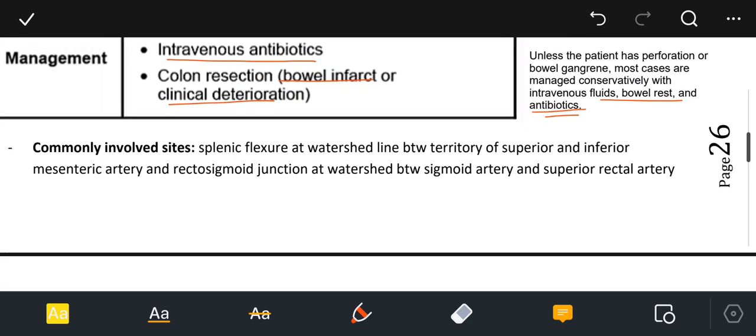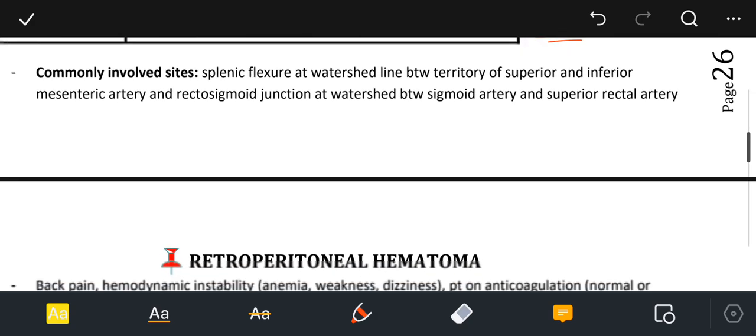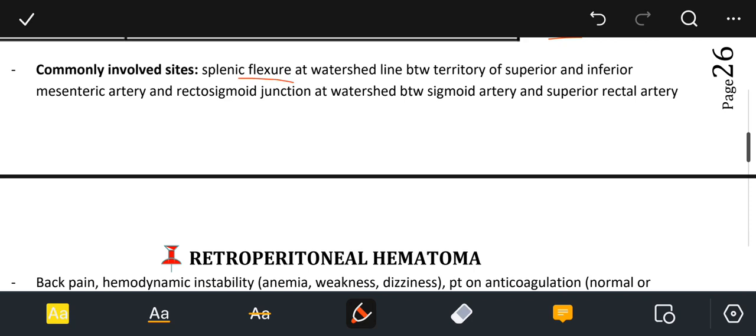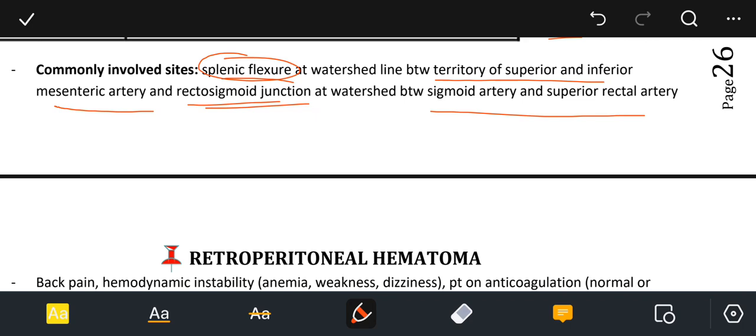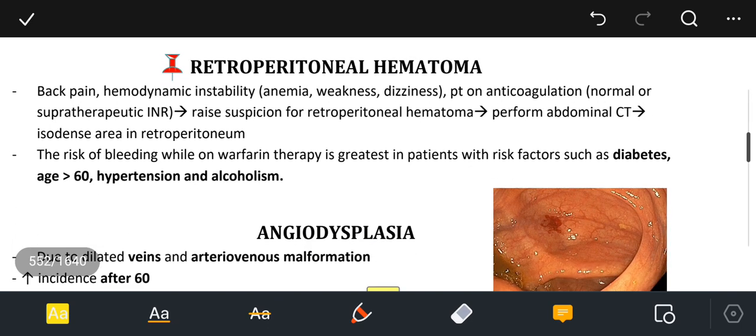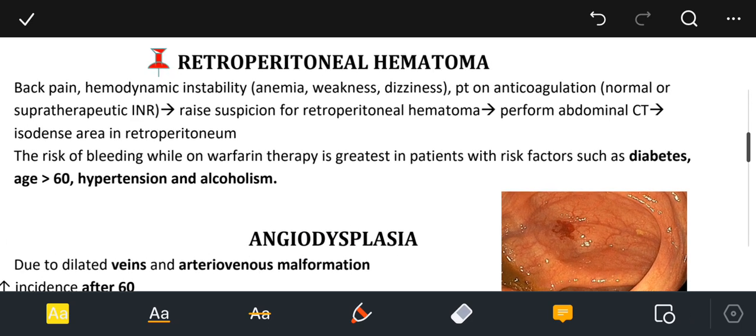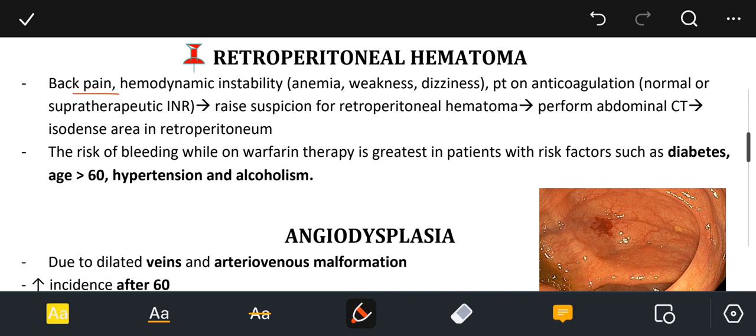The next point is the commonly involved sites of ischemic colitis. They include the splenic flexure, at the watershed line between the territories of the superior and inferior mesenteric arteries, and the rectosigmoid junction, at the watershed between the sigmoid artery and superior rectal artery. So the splenic flexure is also called the Griffith point, and the rectosigmoid junction is also called the Sudeck point.